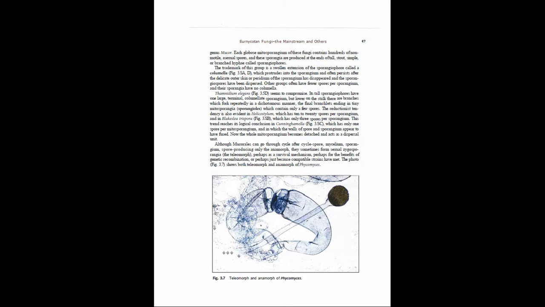Now the whole mitosporangium becomes detached and acts as a dispersal unit. Although Mucorales can go through cycle after cycle of spore, mycelium, sporangium, spore, producing only the anamorph, they sometimes form sexual zygosporangia, the teleomorph, perhaps as a survival mechanism, perhaps for the benefits of genetic recombination, or perhaps just because compatible strains have met. The photo, Fig 3.7, shows both teleomorph and anamorph of Phycomyces.